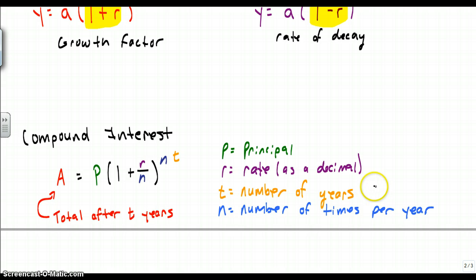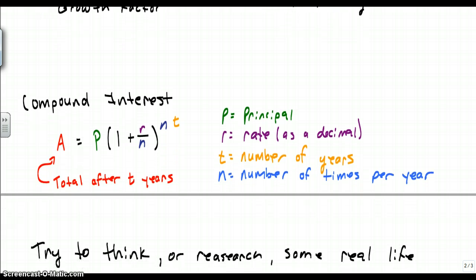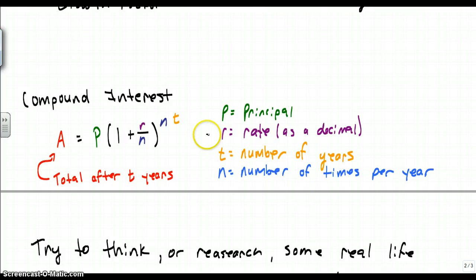We will work multiple problems with this in class. So if you don't get it, if you don't understand it, it's okay. I just want you to be familiar with this formula. I want you to have seen this formula before we go into it in class.